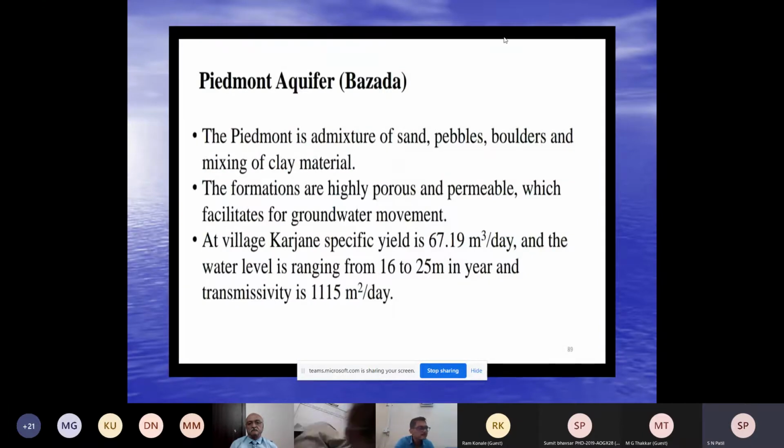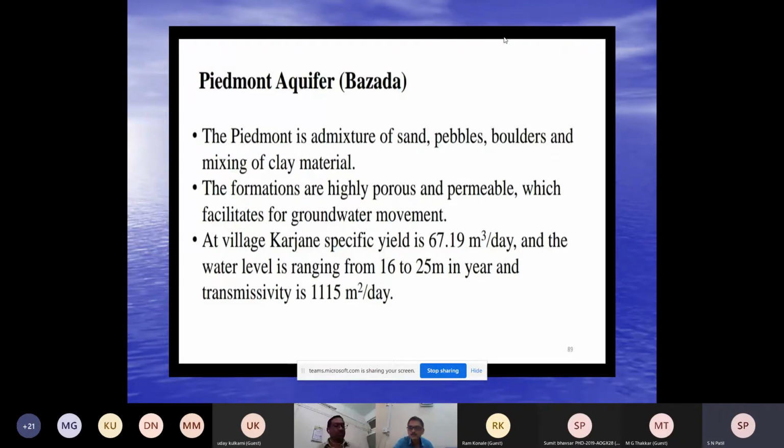Then in Bazada, we can say Piedmont zone, it is an admixture of sand, pebbles, and boulders mixed with clay minerals. It forms a highly porous and permeable bed, especially in the Piedmont area, and that's why a mega recharge project is also in the pipeline by the central and state government. Entire water we can recharge through the Bazada zone in the foothills of the Satpura ranges.